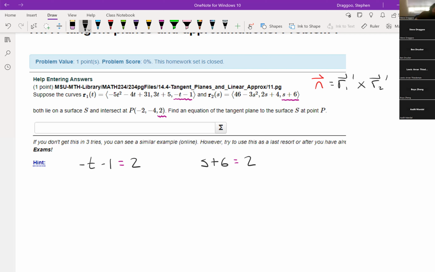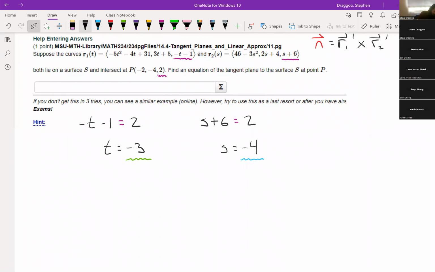And in fact, you'll see if you were to take the values that we'll solve here in a minute and plug them into the X and Y components, you'll get -2 and -4 respectively. But enough ado there. T looks like it's -3 and S looks like it's -4. So highlight these values because I'm going to want them later.